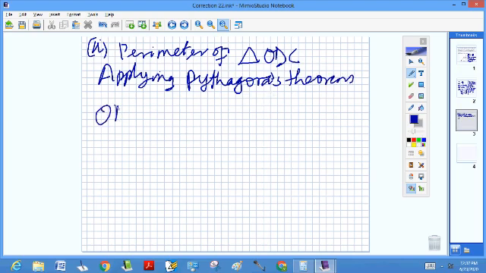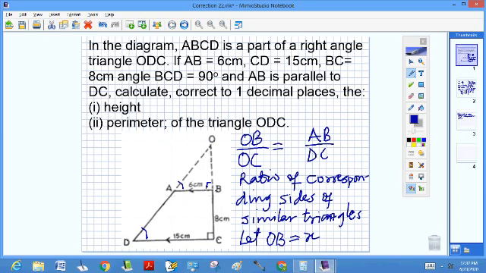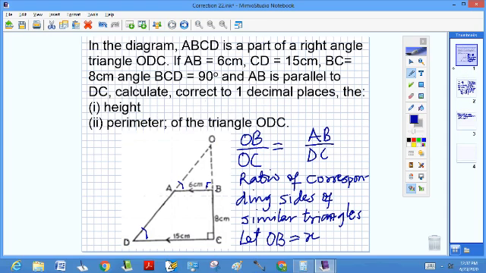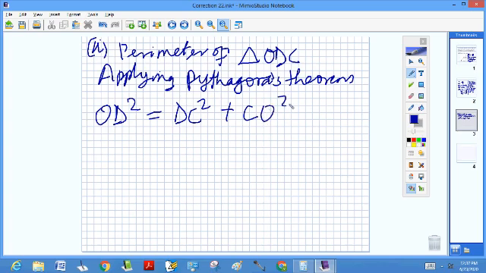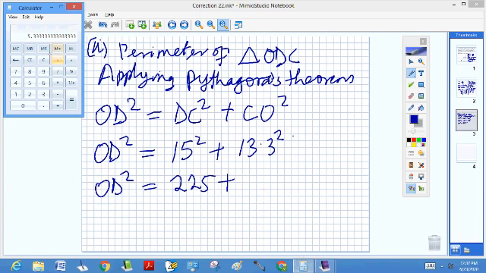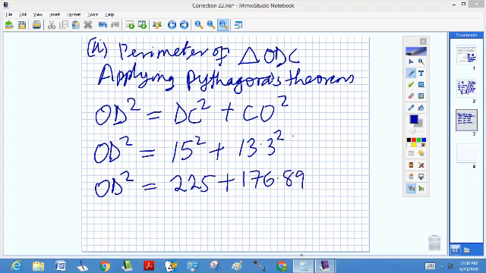Applying Pythagoras, we have that OD square is equal to DC square plus CO square, which is OD square is equal to 15 square plus 13.3 square, which will give us OD square is equal to 225 plus 13.3 times 13.3, giving us 176.89.